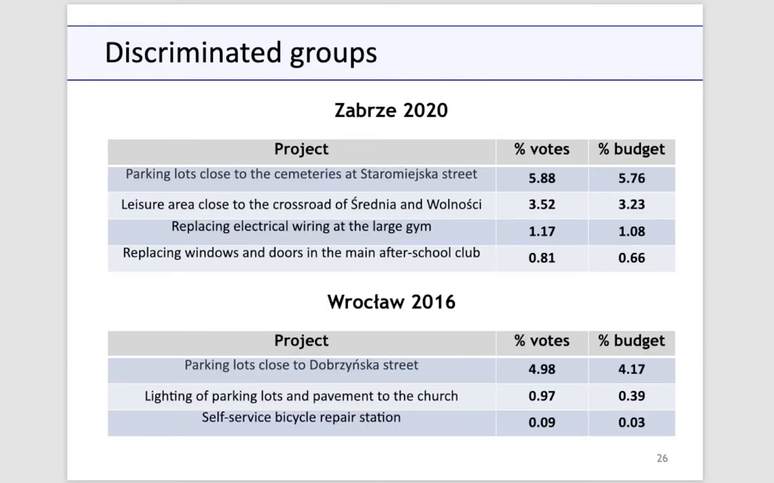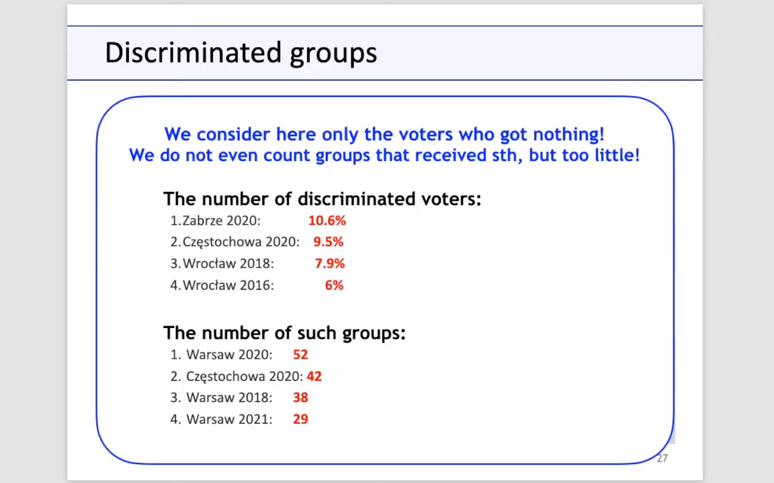These are examples of discriminated groups of voters from other cities. And here are some quantitative metrics. For example, we can see that in Zabrze in 2020 there were more than 10% of voters who belonged to some discriminated groups. There were lots of such groups as well. For example, in Warsaw in 2020 there were more than 50 such groups.